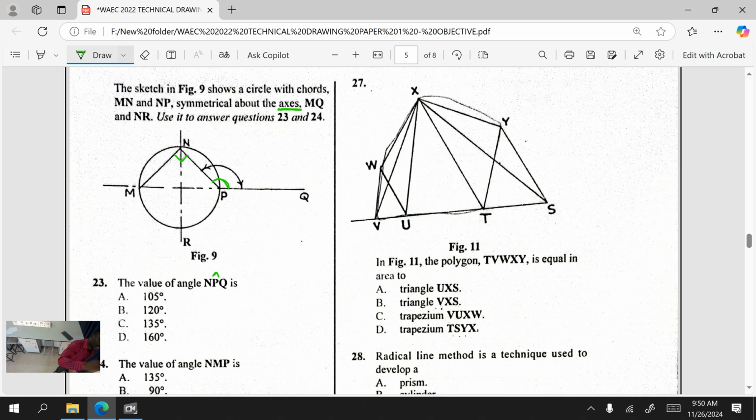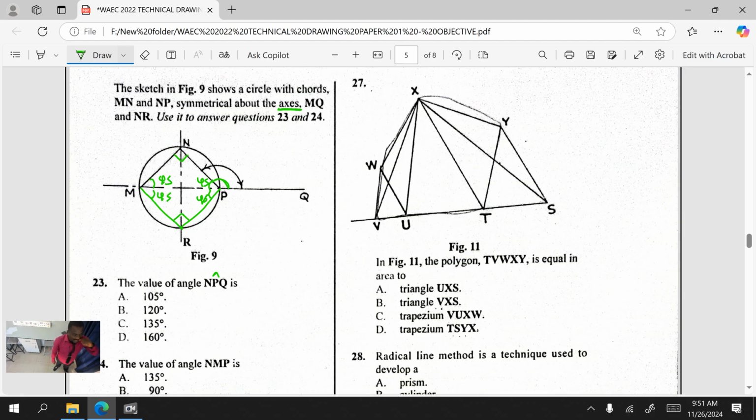This place is going to be 90 degrees. So if this place is 90 degrees, tell me what this place will be. This place will be 45. This place will also be what? 45 degrees. Also, since they are symmetrical, I can even connect this and connect this. This will also be what? 90. This place will be what? 45. This place will be what? 45. Take note of all this.